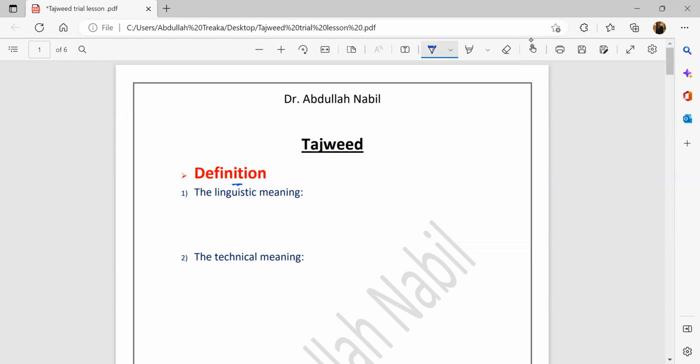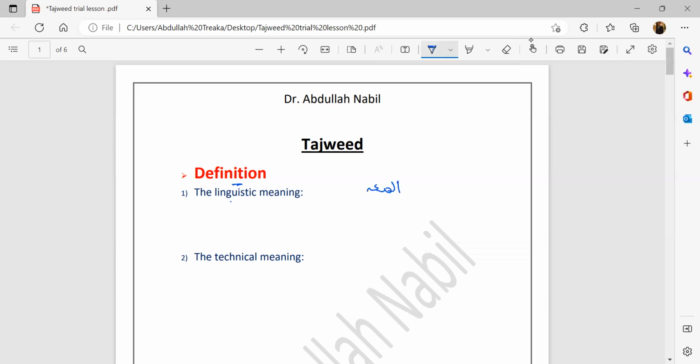So let's begin about Tajweed. This is the definition of Tajweed. In the definition we have in Arabic تعريف. The definition will have two parts, the linguistic meaning and the technical meaning. The linguistic meaning is called المعنى اللغوي.